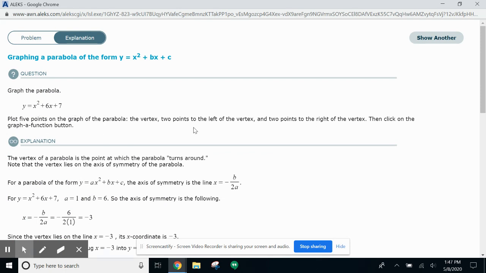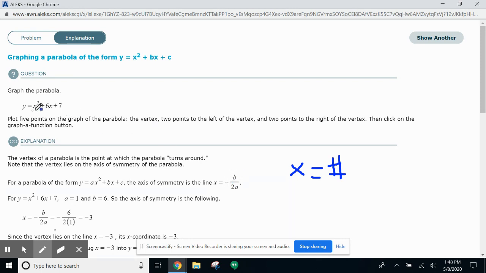Vertex form gives us the vertex very easily where h and k are. But down here, you'll notice that we have to use something different. If this is in the form ax squared plus bx plus c, then we can use this little formula here for the line of symmetry. Just as we said, the line of symmetry is written as a vertical line, x equals a number. Here we can use x equals negative b over 2a, and don't forget that negative sign in the front, to find that.